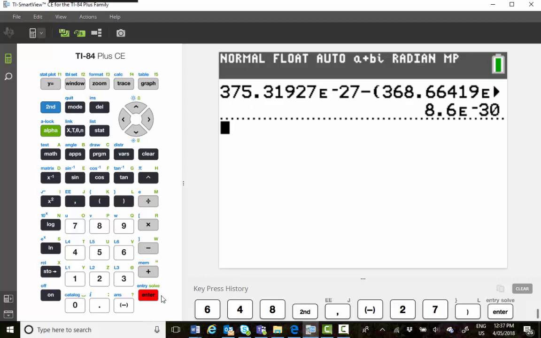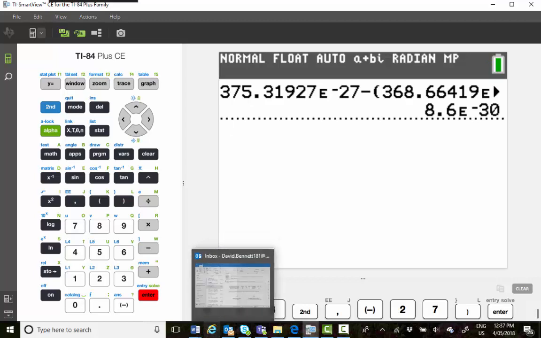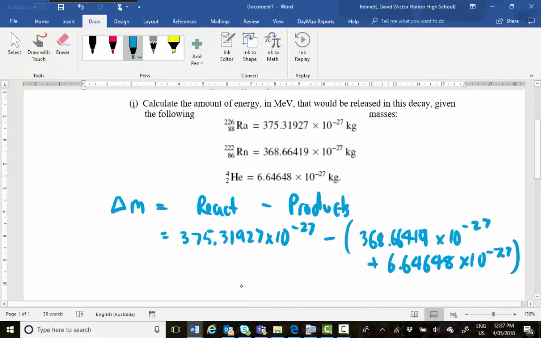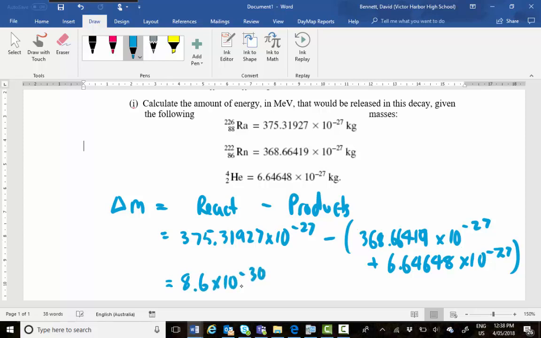So the mass defect, that's the important bit, which is 8.6 by 10 to the minus 30. So that there is equal to 8.6 by 10 to the minus 30 kilograms, that is the mass defect.